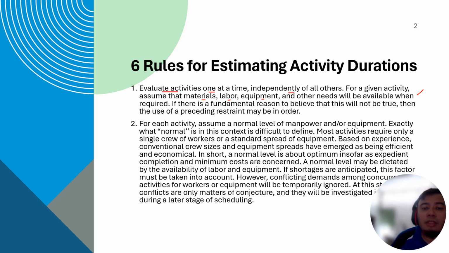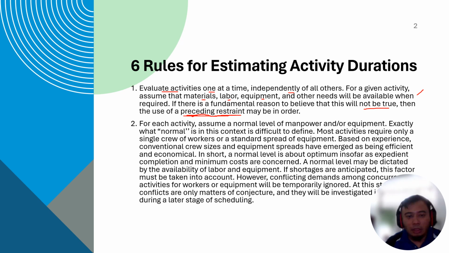If there is a fundamental reason to believe that this will not be true, then use of preceding restraint may be in order. So if there is a restraint on that part, it will affect your estimation of duration for each activity.